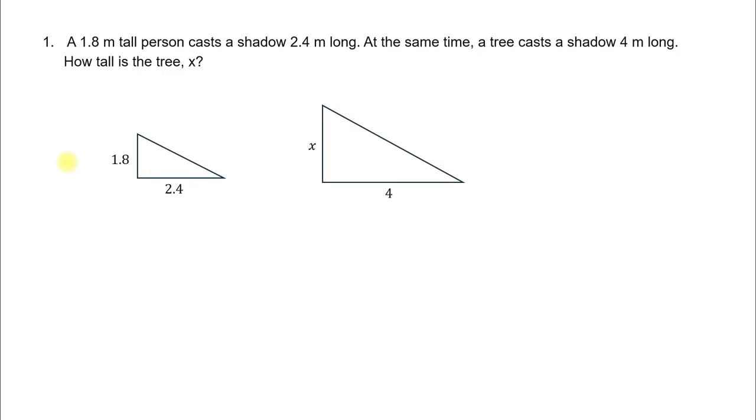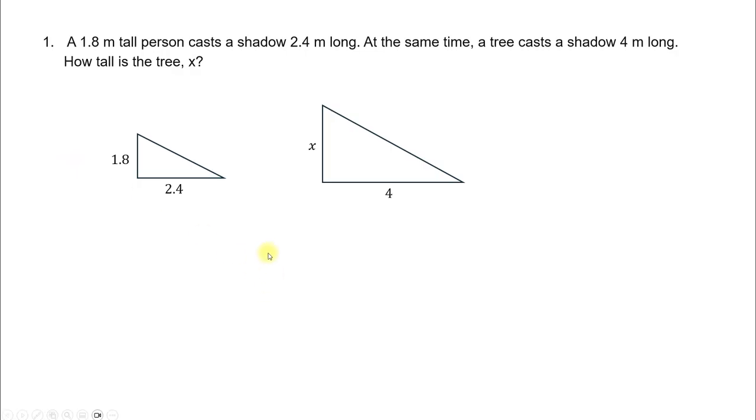A 1.8 meter tall person casts a shadow 2.4 meters long. At the same time, a tree casts a shadow 4 meters long. How tall is the tree?